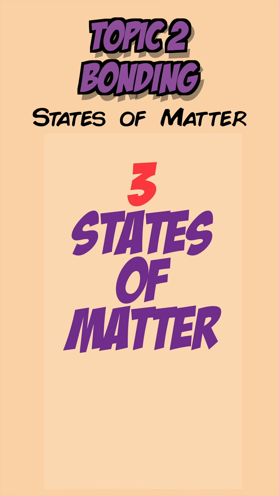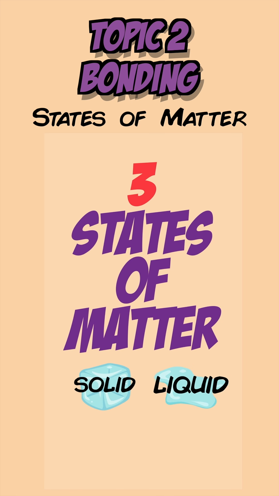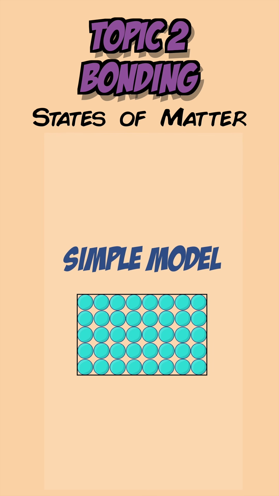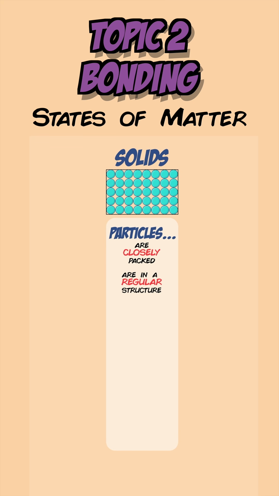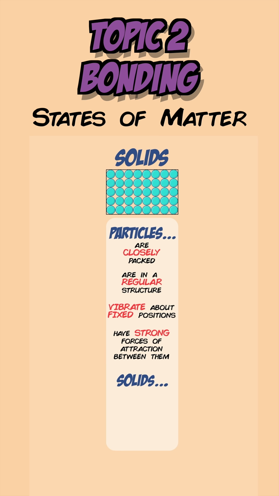There are 3 states of matter that you need to know about, and they're solid, liquid, and gas. They can be represented using a simple model which shows solids with spherical particles which are closely packed in a regular structure. These particles vibrate about a fixed position and have very strong forces or bonds between them. This means solids keep a fixed shape and cannot be compressed.